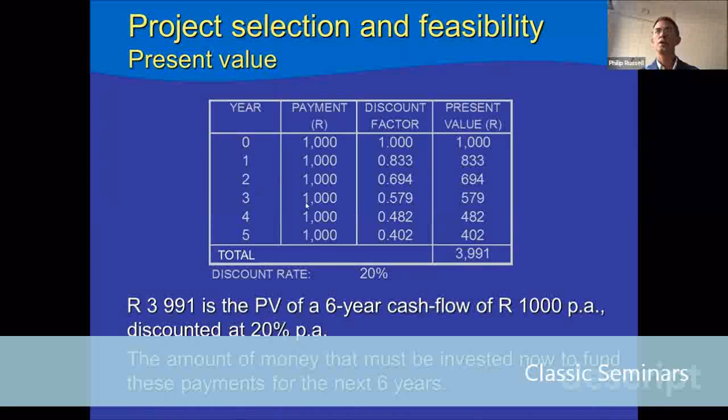In year 2, there's a payment of 1,000 Rand, and the discount factor after 2 years is 0.694. This is at a discount rate of 20%. At the bottom of the table, you'll see that. So the third year, a payment of 1,000 Rand, and the discount factor is 0.579, which means the present value is 579 Rand. And so on until you get to the 5th year, when a payment of 1,000 Rand occurs. The discount factor is 0.402, so the present value is 402 Rand.